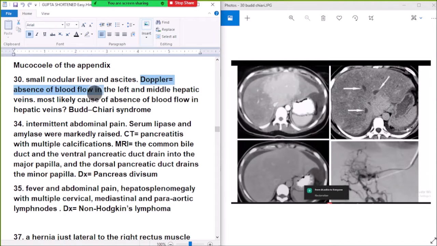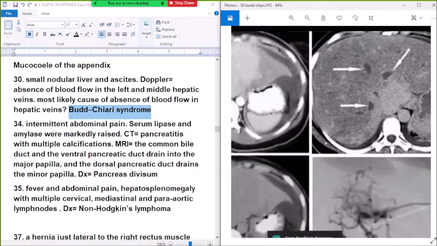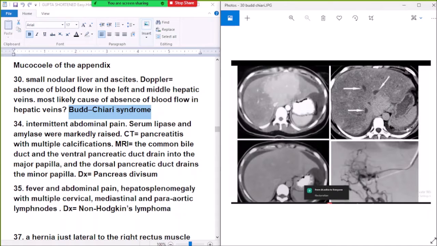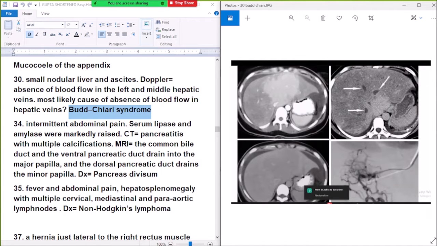Doppler shows absence of blood flow in the left and middle hepatic veins, most likely because of absent flow in the hepatic veins: Budd-Chiari syndrome. The patient has a small nodular liver and ascites, and on Doppler ultrasound there will be absent flow in the hepatic veins. Diagnosis: Budd-Chiari syndrome. There is also an enlarged caudate lobe.